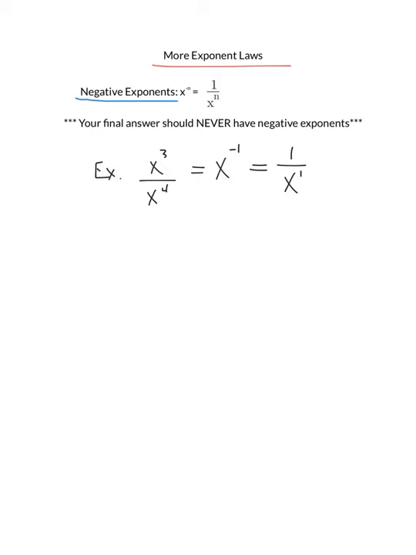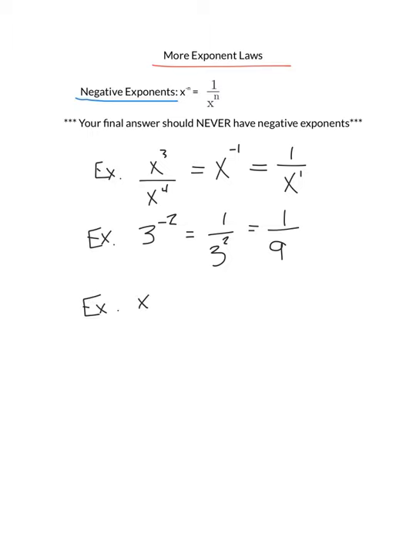Now I'm going to do another example. If I have 3 to the negative 2, I need to rewrite that as 1 over 3 to the positive 2, so a 1 over 9. I can continue on here.